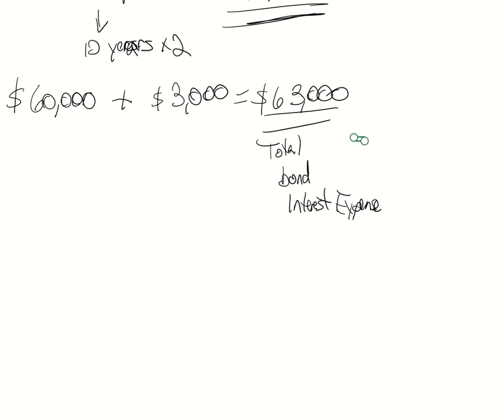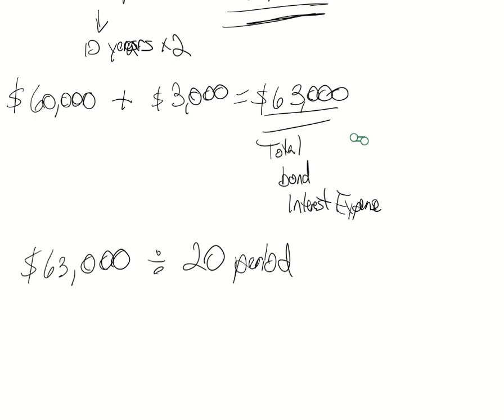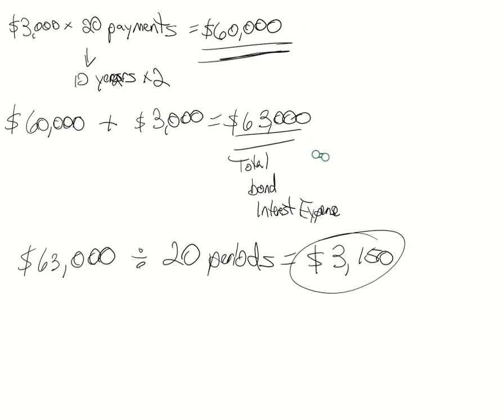And to figure out what the bond interest expense needs to be recorded on a semi-annual basis, we're going to take this $63,000 and divide it by 20 periods, because that's the number of interest periods, right? Number of payments that are made within a 10-year time frame. That's going to give us $3,150. So that's our interest expense that we're going to be recording on a semi-annual basis.